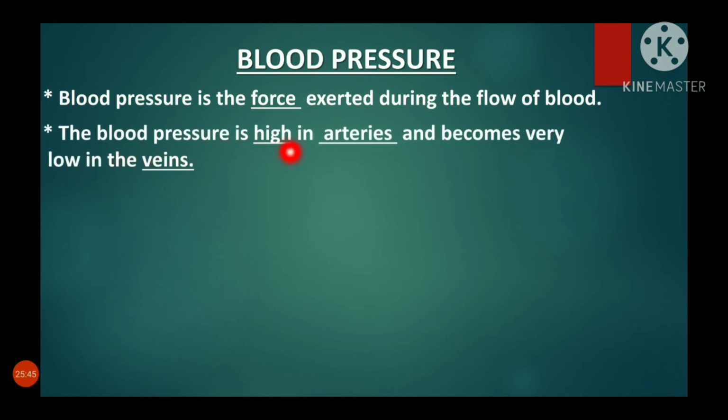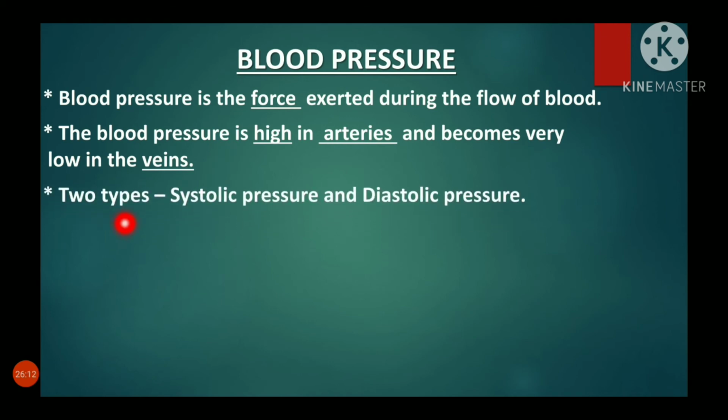The blood pressure is high in the arteries and becomes very low in the veins. The blood pressure gradually drops in the arterioles and capillaries. Blood pressure is usually expressed in terms of systolic pressure and diastolic pressure. It is measured or identified with 2 types, that is systolic pressure and diastolic pressure.